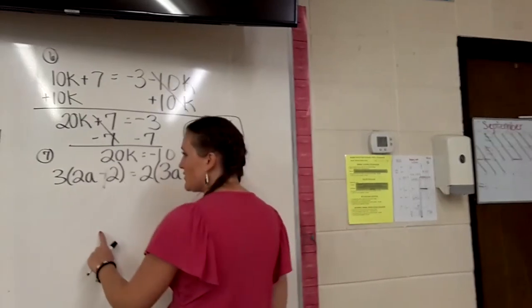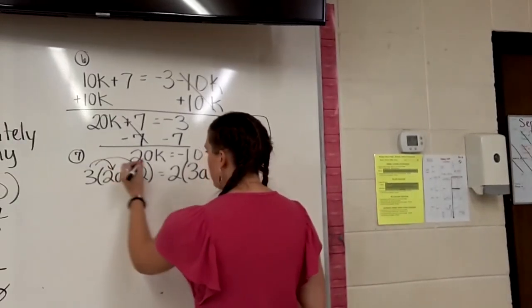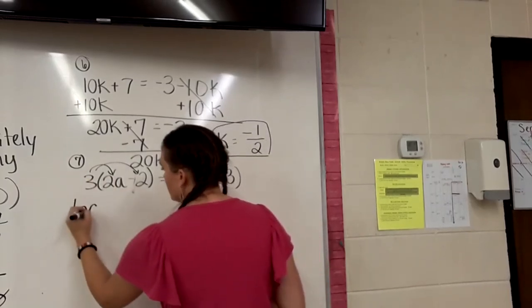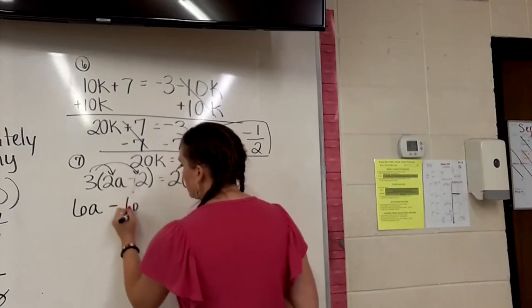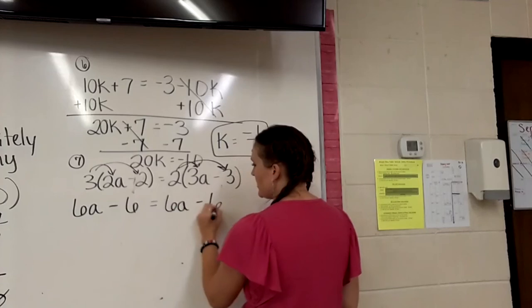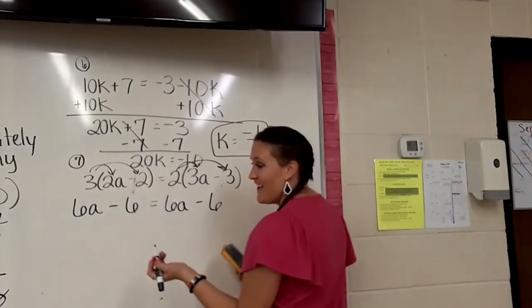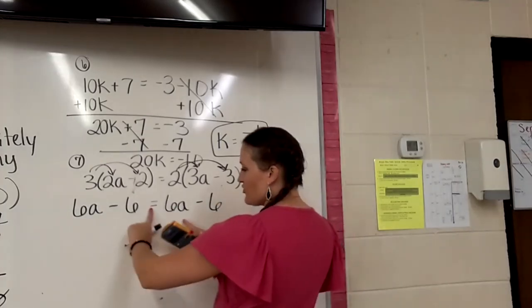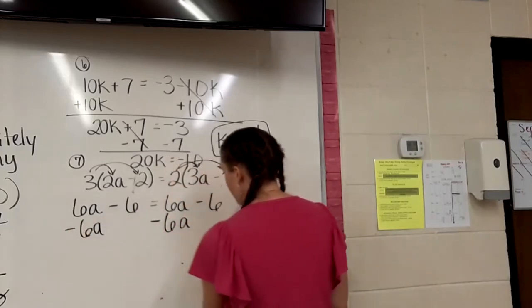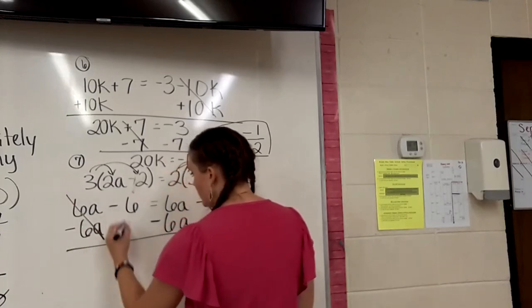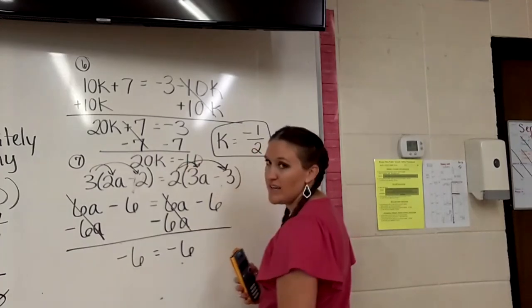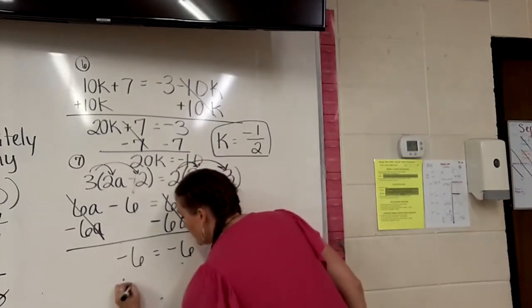Okay, now let's look at the last one, 7. We have a lot of distributing to do on this one on both sides. 3 times 2a is 6a minus 3 times 2 is 6 equals 2 times 3a is 6a minus 2 times 3 is 6. A lot of 6's on there. Okay, so let's get our variables together. They're on opposite sides of the equal sign, so I have to do the opposite to get them together. 6a minus 6a cancels. Negative 6 equals negative 6 will always be true. So that one is infinitely many.